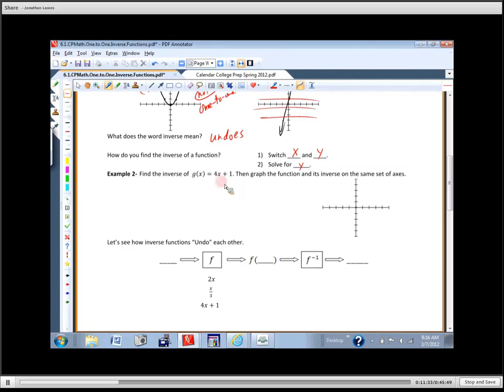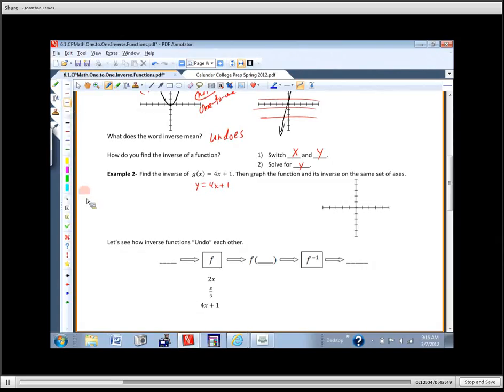You'll notice that this function right here, we multiply by 4, and then we add 1. So somewhere we're going to have to undo multiplying by 4, and we're going to have to undo adding 1. On a simple function like this, you could probably think your way to what the answer is. So the first thing we want to notice is this is written in function notation. So I'm going to write it as y equals 4x plus 1. So that's the original function. Then I'm going to change colors here, and we're going to find the inverse.